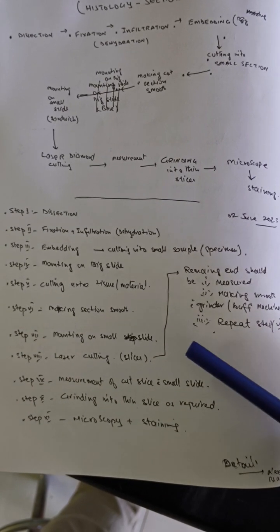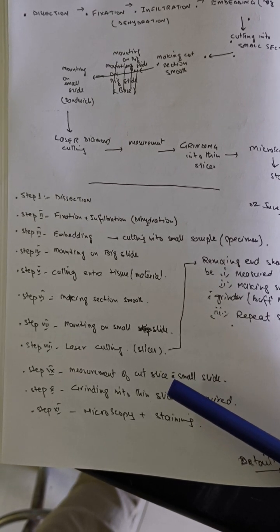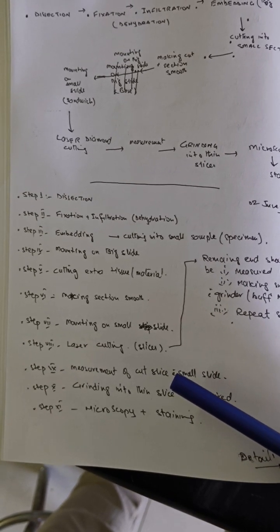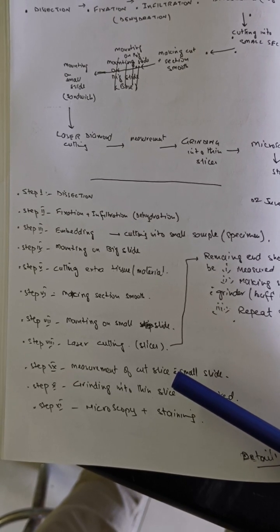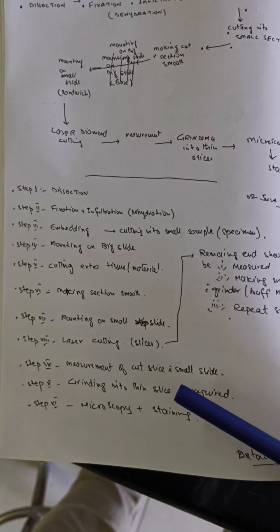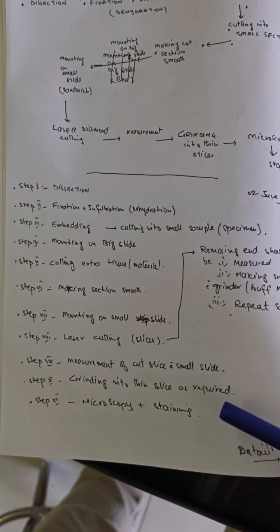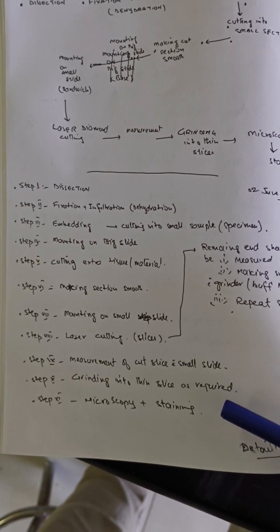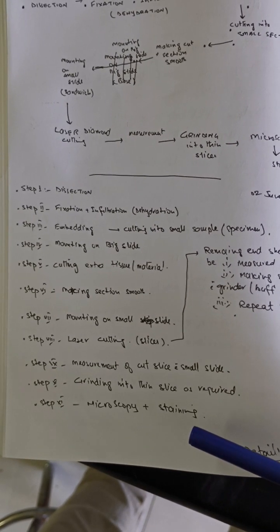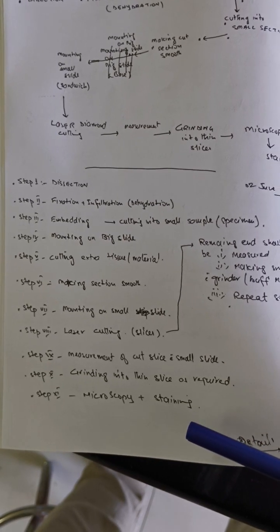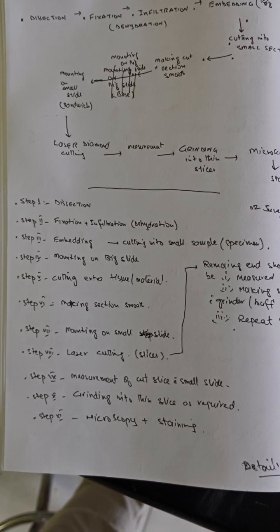Then we start doing step 7. After laser cutting, we mount the slide on microscope, and if the microscope is not clear, then we do the measurement and cut the slice into small by using the grinding machine. If the required size has been reached, we use microscopy to record our experiment and look into the specimen, and we use to choose for the staining. Now let's move into the machines.